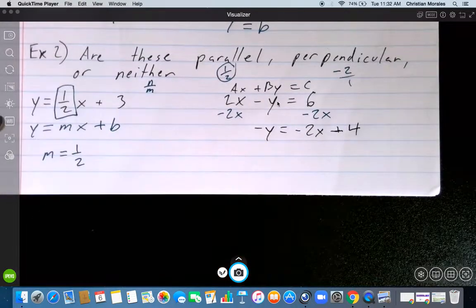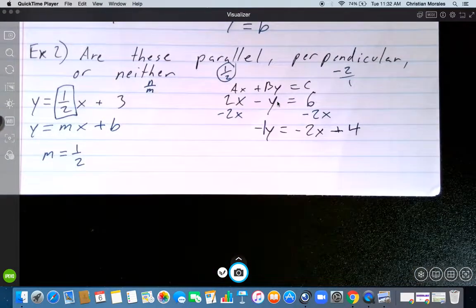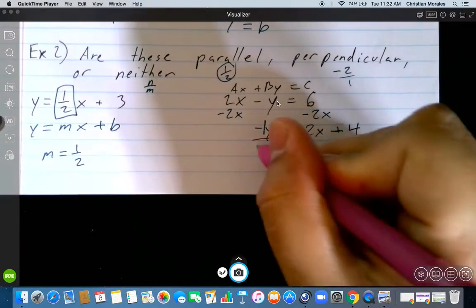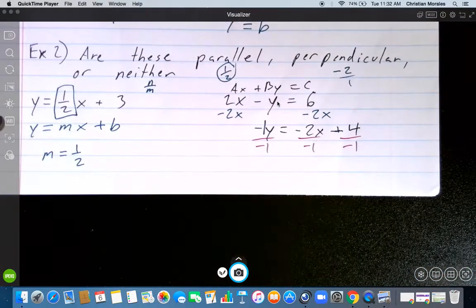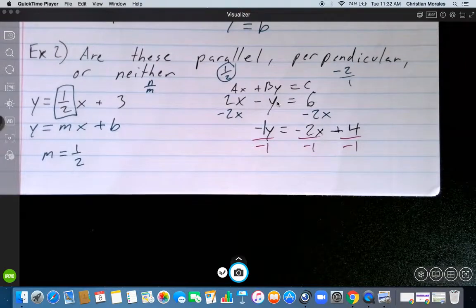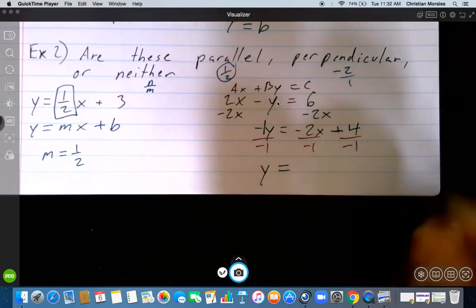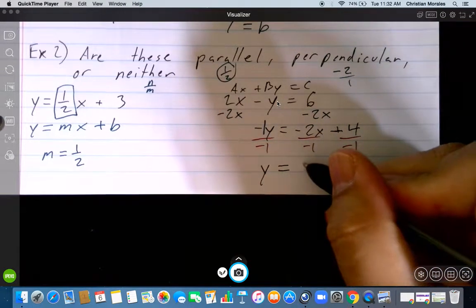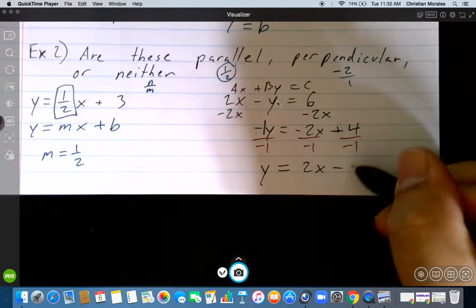Now, whenever there's a negative sign, treat this like a -1. Treat it like a -1. You have to get rid of that -1. How do you get rid of it? We're going to divide everything by -1. Okay? So, the -1s would cancel out. You're left with y. -2 divided by -1, that's +2. And 4 divided by -1 would be -4.